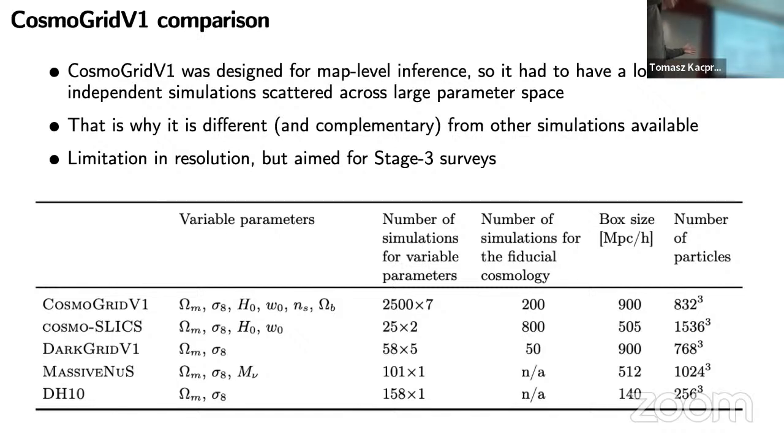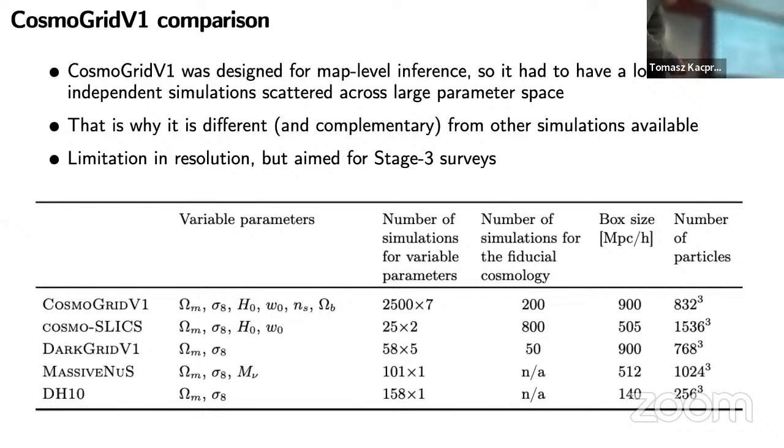CosmoGrid is basically much larger in terms of number of parameters and number of simulations. But the difference is that CosmoSLICS has much better resolution. So if you want to go to small scales, CosmoSLICS could go to much smaller pixels, although they don't have baryon feedback models. So it's a bit of a difficult set to use in practice at this moment. I think they're working on it though.